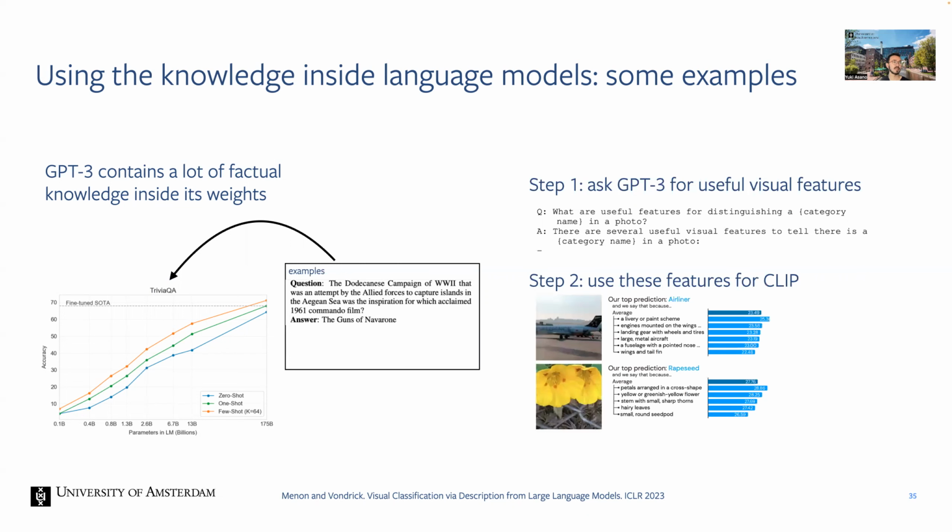And you use these features simply as the text that you give to a clip model. So for example, if you want to predict an airliner, you look for livery or paint scheme, you look for engines mounted on wings, you look for landing gear with wheels and tires, and you get all the similarities between these very detailed visual descriptions and the image. And finally, you simply get the score by averaging the scores of these descriptors. And now you've included a lot more details in doing zero-shot visual classification.